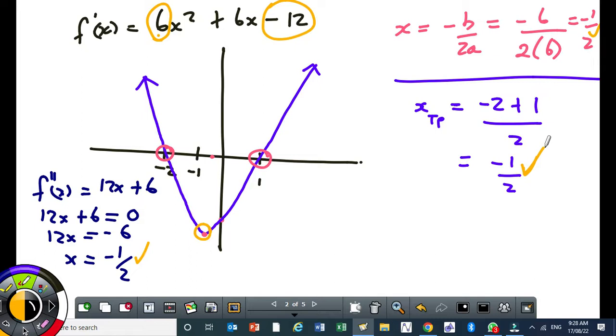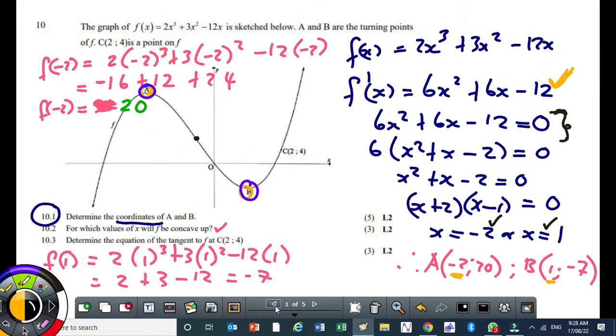Are you following that? Now, please remember that we can also get this value here from the graph by using this method. I used this method for the quadratic function, but I can also use this method of adding the x values at the turning points and dividing by 2. If I add the x value here and the x value there and divide that sum by 2, I'll get the value at the point of inflection.